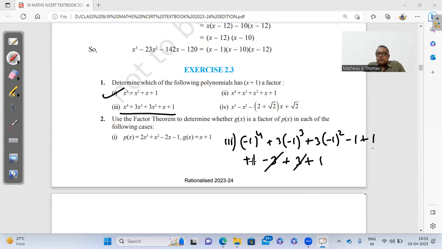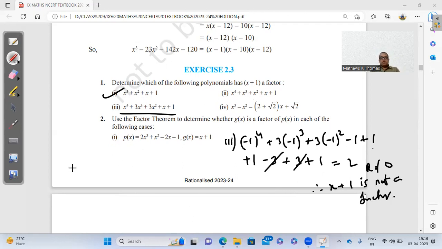But if you notice here, this is positive 1, this is positive 1, we are getting remainder as 2. So since remainder is not 0, the x plus 1 is not a factor of this. It is not a factor. Okay, that's the third part.